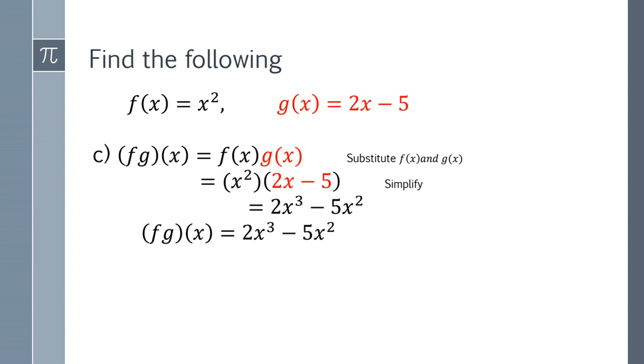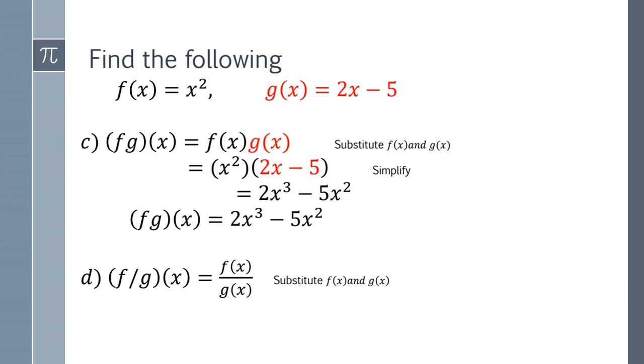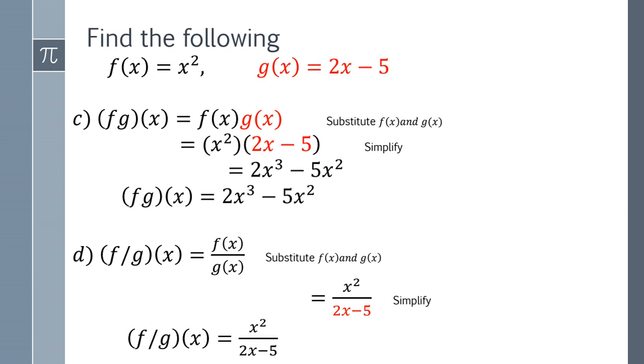Okay. And then the last one, the division, right? So we want to divide f of x by g of x. Let's go ahead and substitute. So if we substitute, f of x is x squared, g of x is 2x minus 5, and simplify. So again, similar with this one, there's nothing for us to simplify. Cannot factor anything that will make something cancel from the numerator and the denominator. So that is going to be my answer. My answer is going to be x to the second power over 2x minus 5.